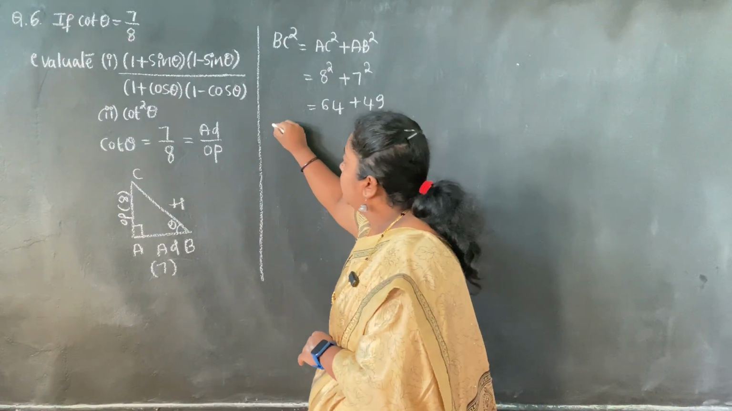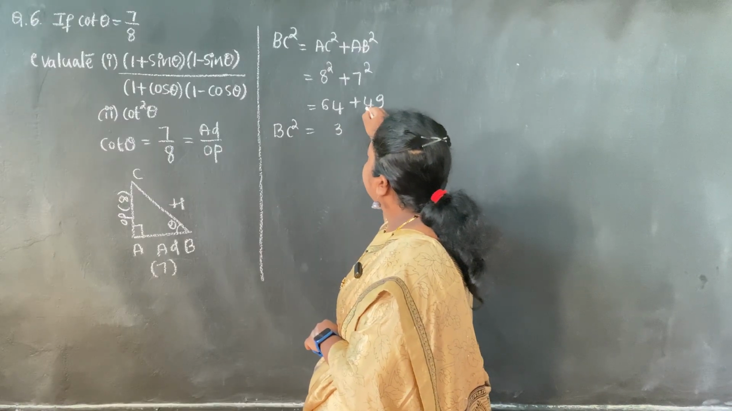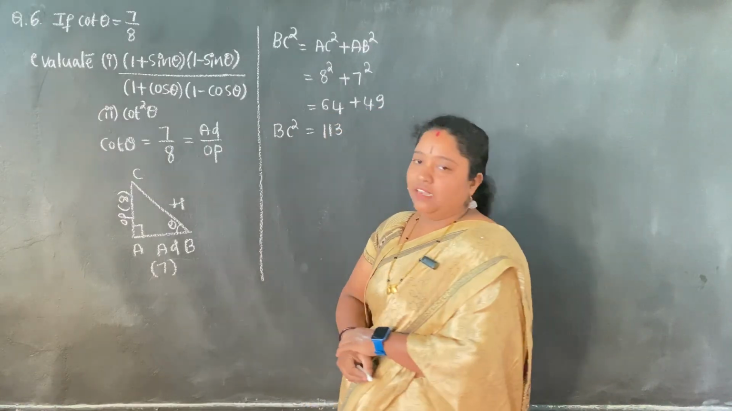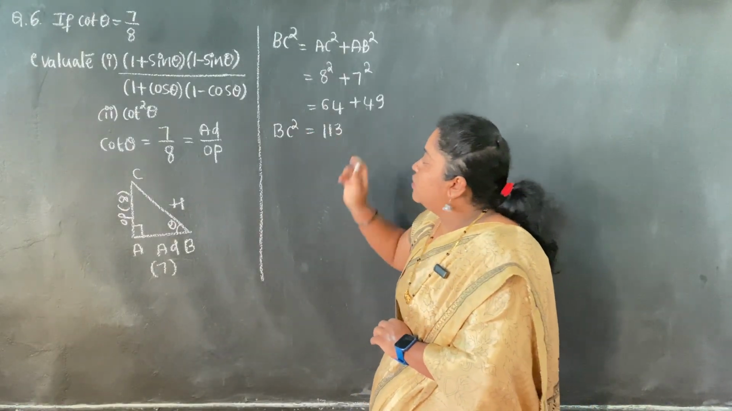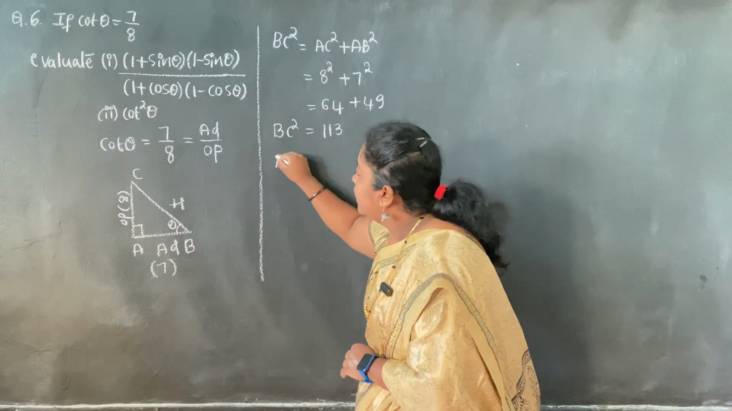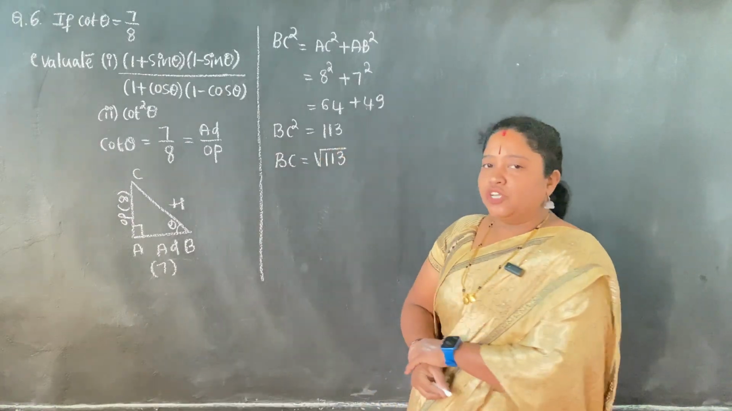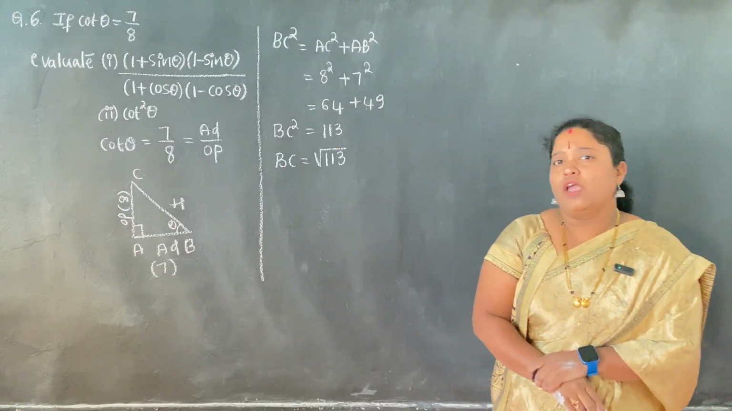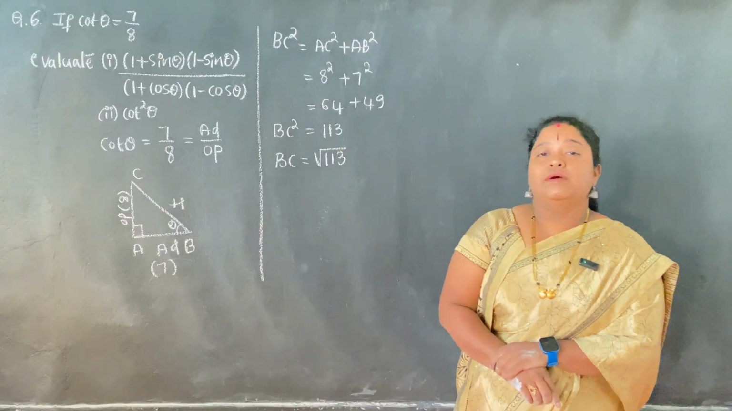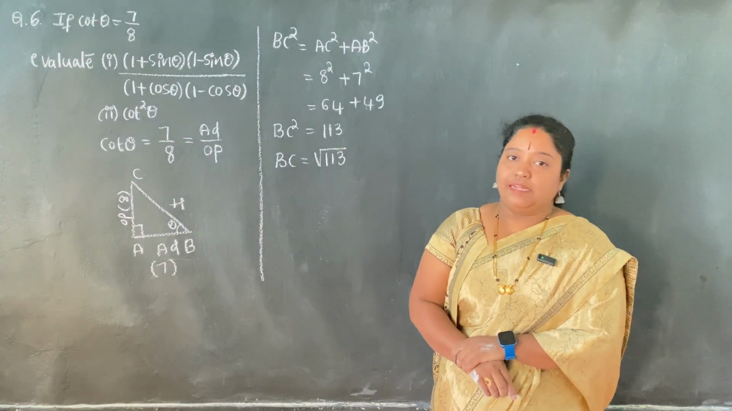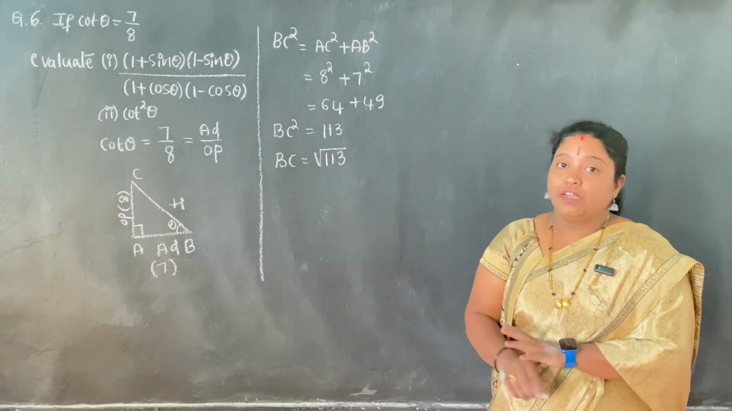64 plus 49. Quickly do the calculation. BC square is equal to 9 plus 4, 13, carry 1, 5 plus 6, 11, 113. So I have to have BC, not BC square. So send square to the other side, it will become root. So I'll be having BC is equal to root 113. Check root 113 is a perfect square or not. Dear, it is very necessary that you must know the square numbers till 25. Learn them by heart, understand them. Otherwise, it will take a lot of time for you people to simplify the questions.